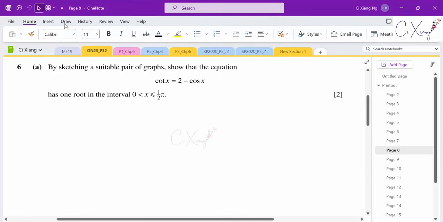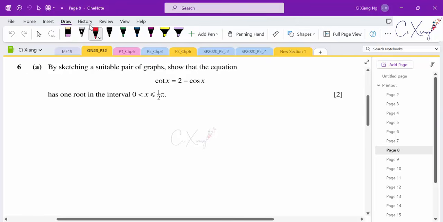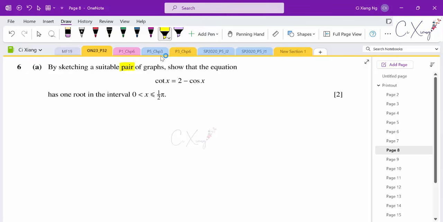Okay, so let's discuss question number 6. Alright, so by sketching a suitable pair of graphs, highlight the keyword pair, that means you need to sketch two graphs here. Okay, so the equation for this one has one root in this interval. Alright, so basically to sketch a pair of graphs from an equation, you can sketch one graph from the left hand side, which is y equals cotangent x. Then another one will be y equals 2 cos x.